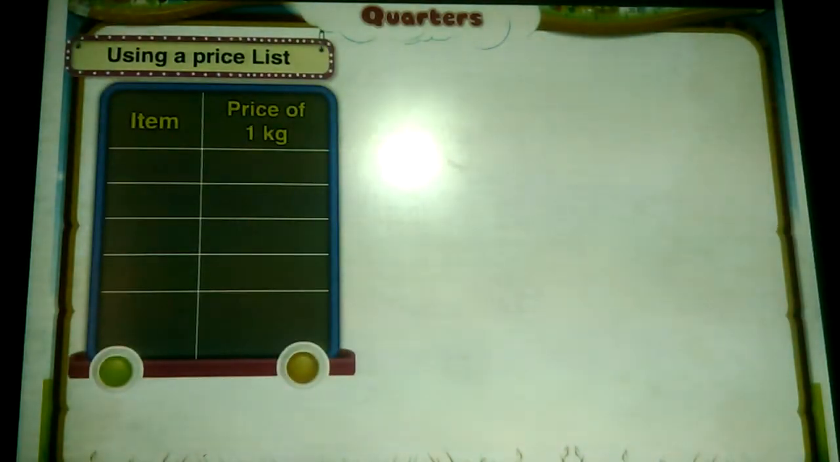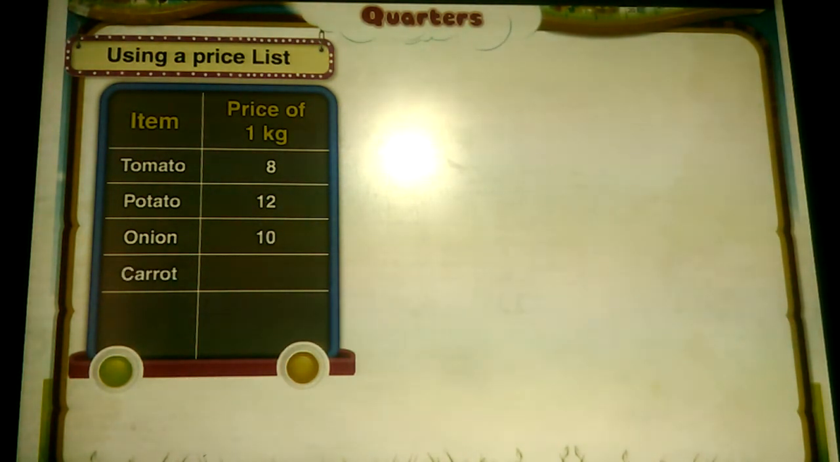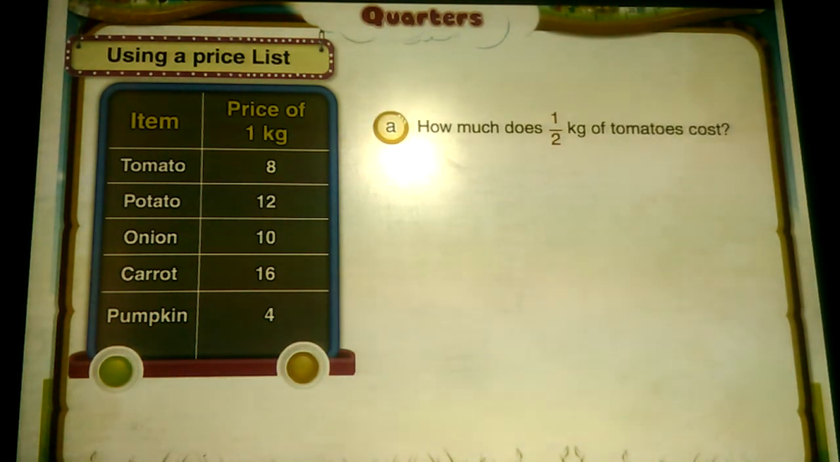Using a price list. Price of 1 kg of tomato is rupees 8. Price of 1 kg of potato is rupees 12. Price of 1 kg of onion is rupees 10. Price of 1 kg of carrot is rupees 16. Price of 1 kg of pumpkin is rupees 4. A. How much does half kg of tomatoes cost?